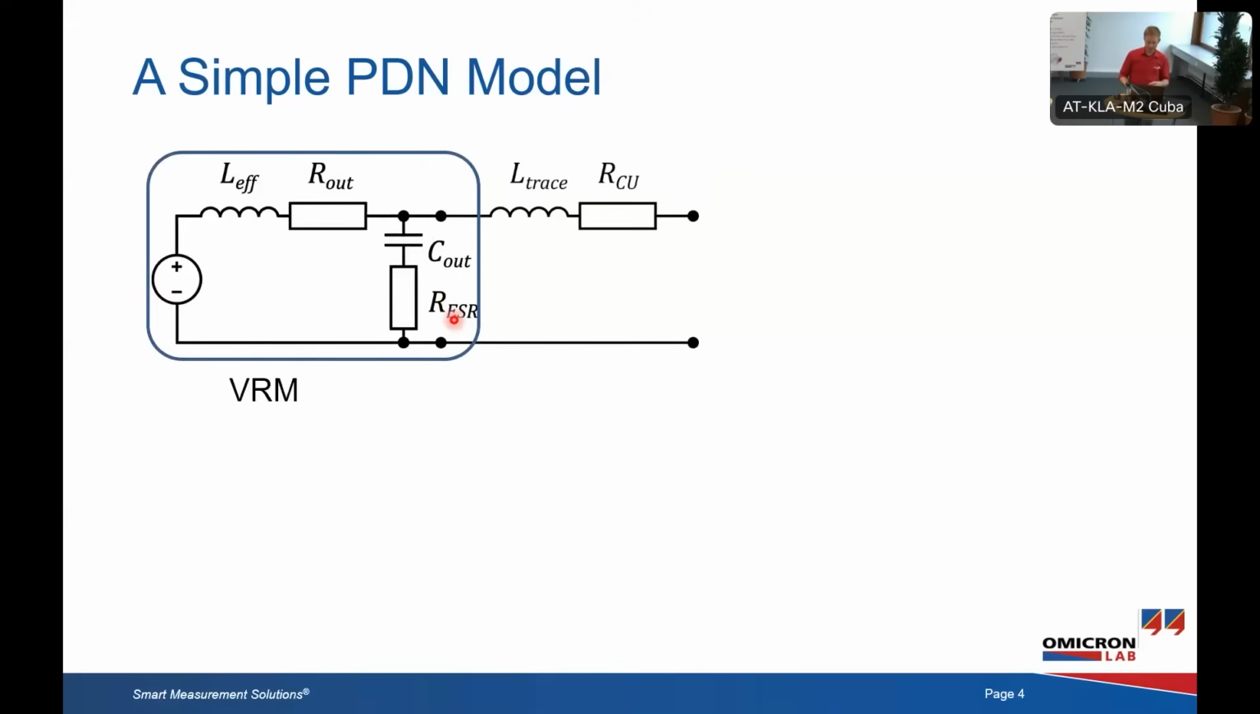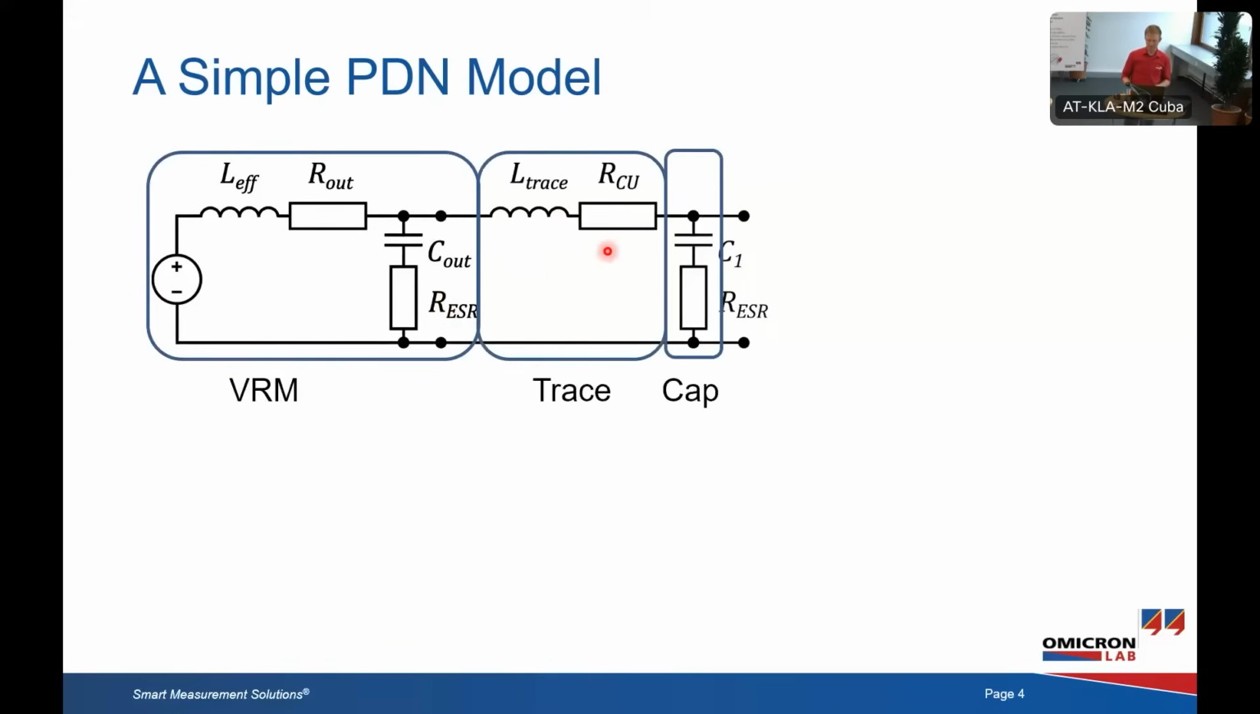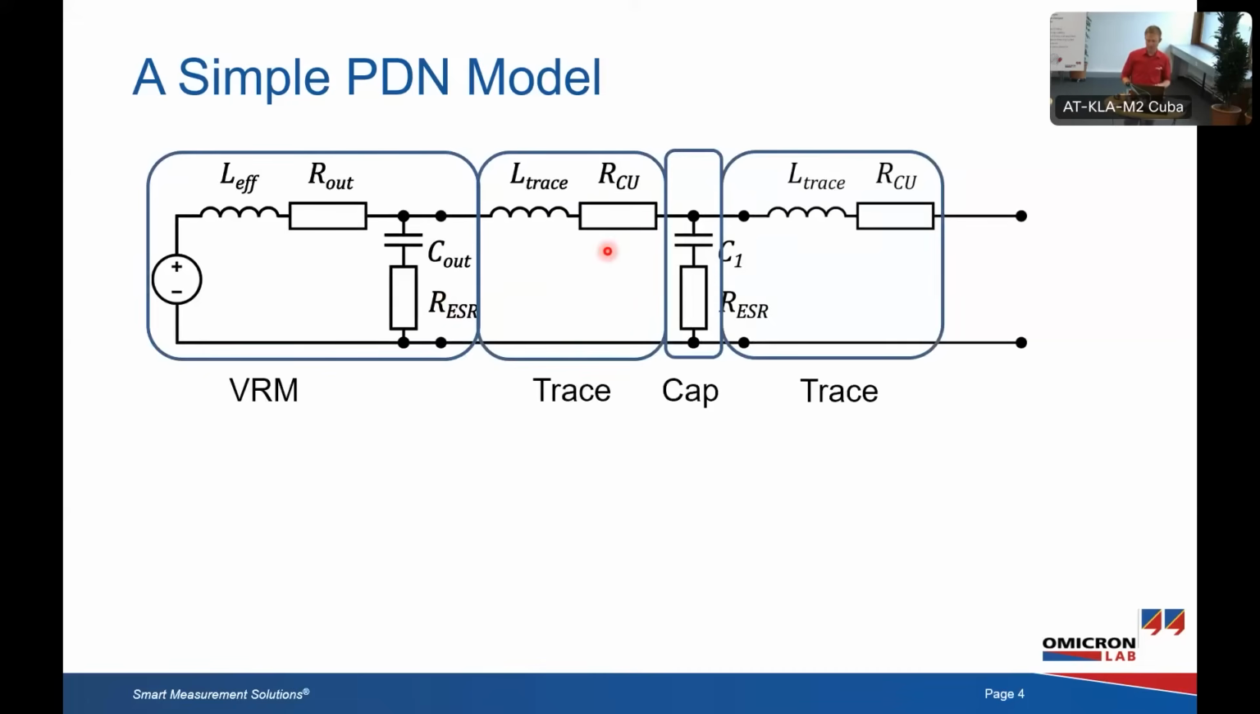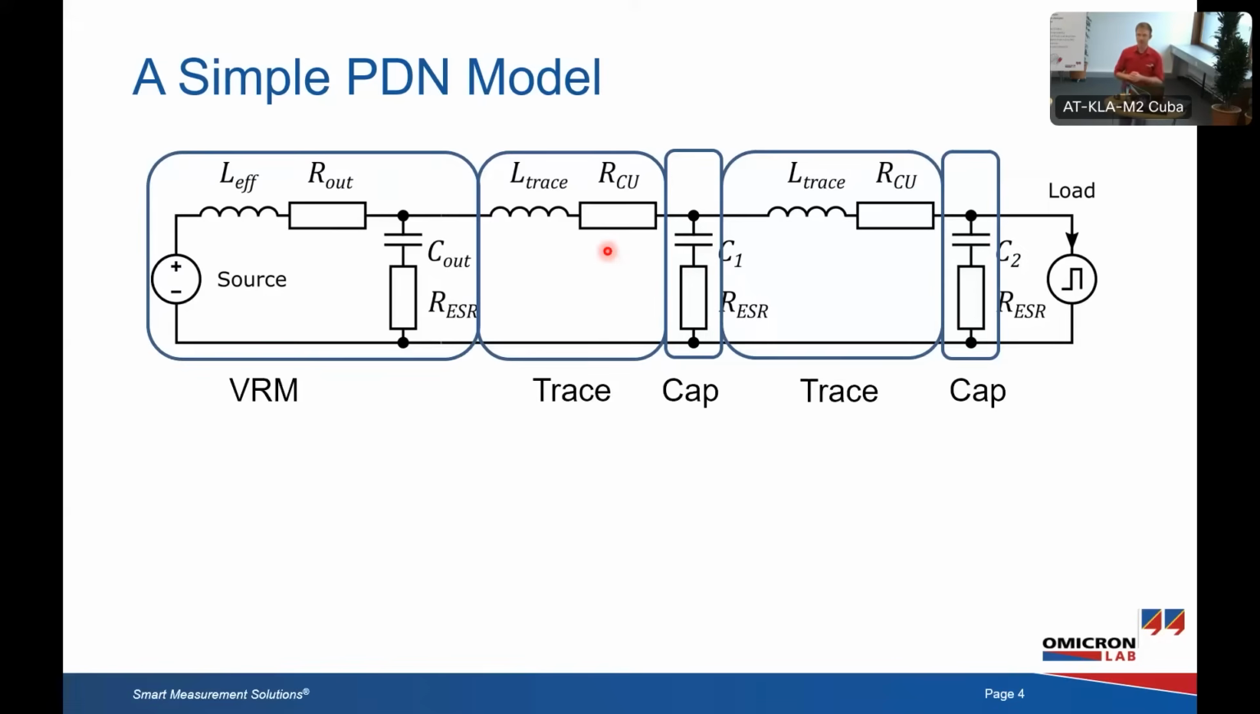After the module, there is a trace that has some inductance and some resistance. Then there could be another capacitor, a second output capacitor, and a second piece of trace, and then a decoupling capacitor at the load, and then we have the load itself. In this case, it is drawn as a step load, because in all these PDN considerations, the goal is to provide a stable voltage to a varying load, and if the load steps frequently, that's of course challenging for the regulation and for the entire system.